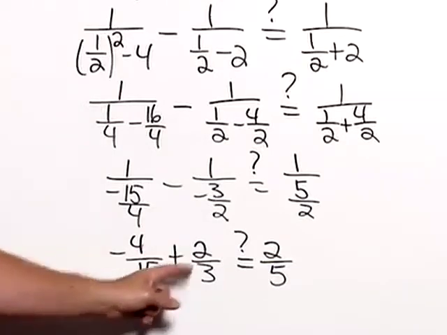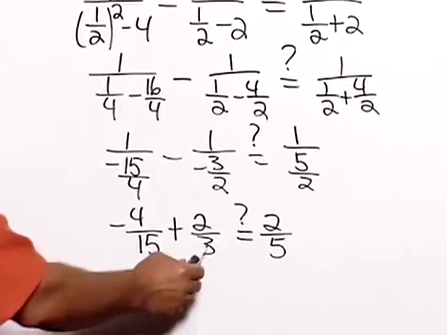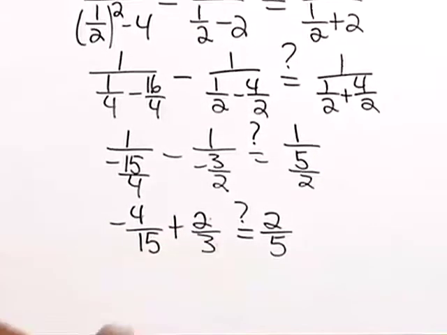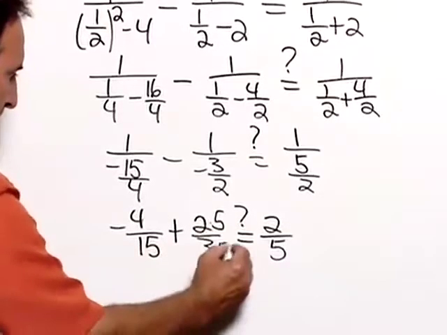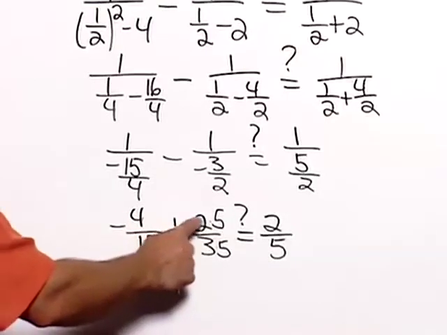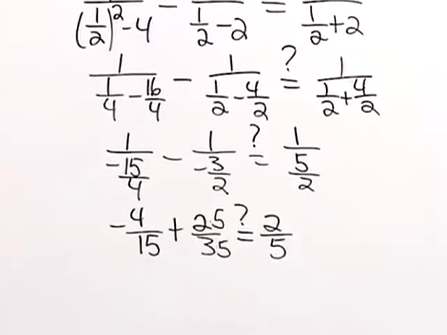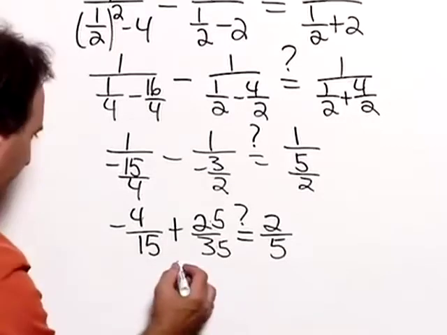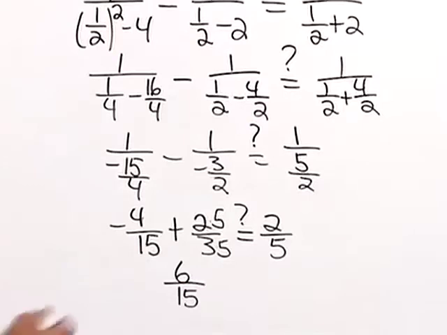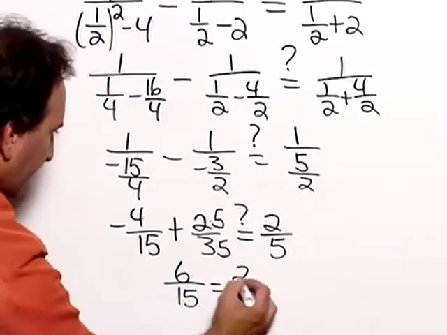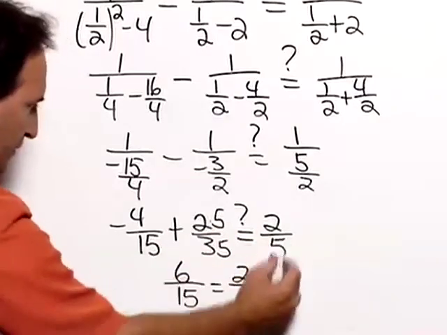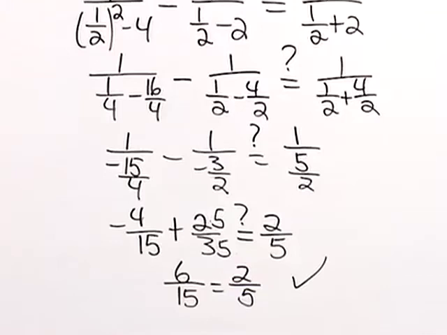We need to change the 2/3 so that it has a denominator of 15. So this means we multiply top and bottom by 5. So what we would have is negative 4 plus 10. Well, negative 4 plus 10 is 6. So that would be 6 over 15. But we can reduce 6 over 15. It reduces to 2/5, which of course is equal to the 2/5 we were looking for, and therefore it does check.